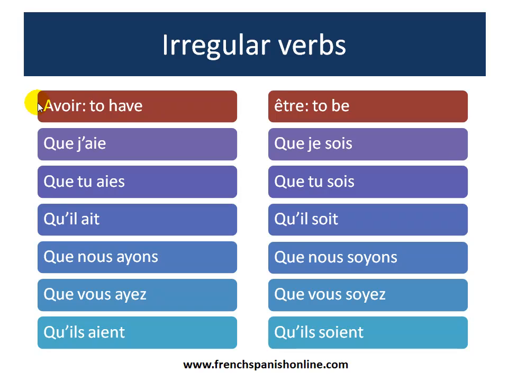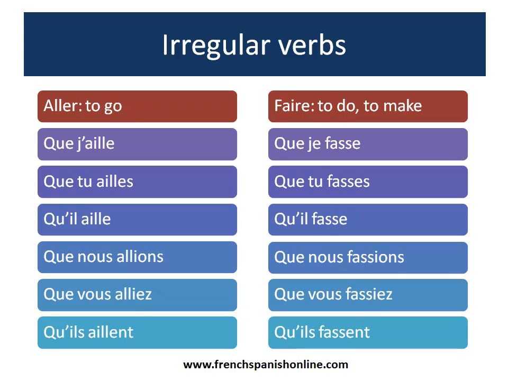It's like the verb to have, avoir. Que j'aie, que tu aies, qu'il ait, que nous ayons, que vous ayez, qu'ils aient. The verb to be, être, que je sois, que tu sois, qu'il soit, que nous soyons, que vous soyez, qu'ils soient. The verb to go, aller, que j'aille, que tu ailles, qu'il aille, que nous allions, que vous alliez, qu'ils aillent. You cannot hear that the letter I is before the double L, but here for nous and vous, after.